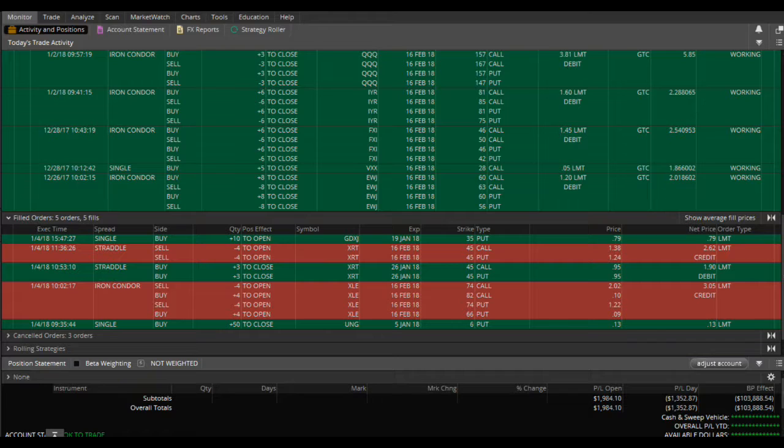But XRT had an IV of 50-ish. It was like 48.94 or something like that when I sent the alert out. And then XLE was around 37 or so, and so both elevated there. Just check your Market Watch tab, and you can see those.